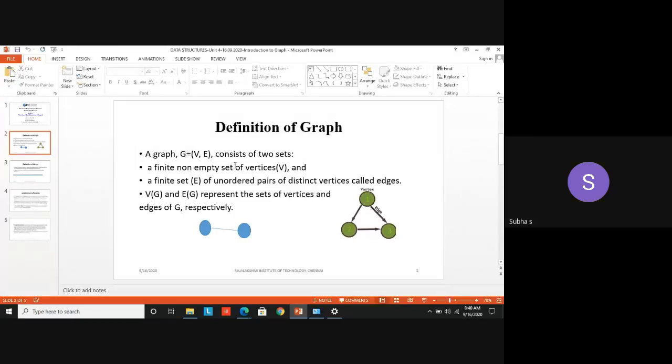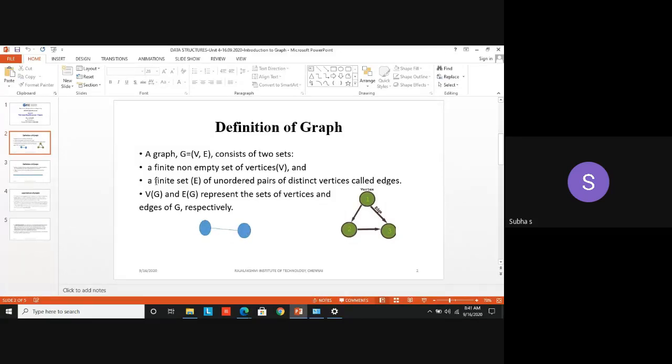So, a graph consists of two sets. You can refer the definition. A finite non-empty set of vertices. That means what? It should contain at least one vertex. If I have at least one edge means what? There must be compulsorily two nodes. Only if I have two nodes, I can connect through one edge.